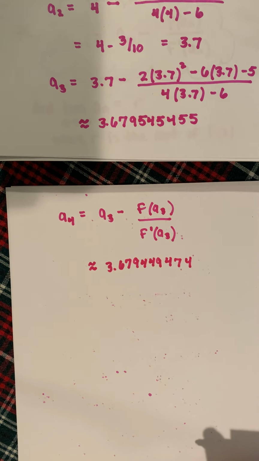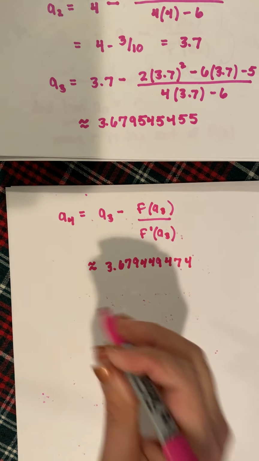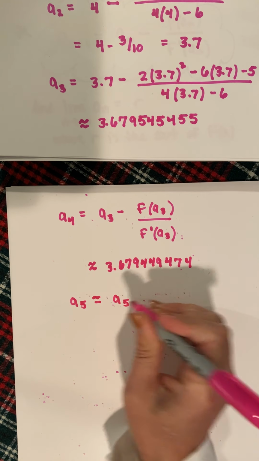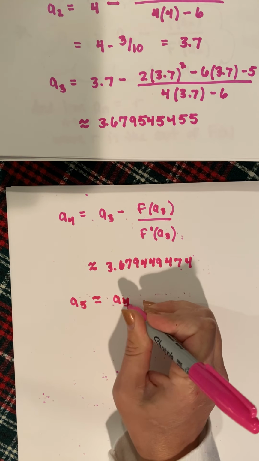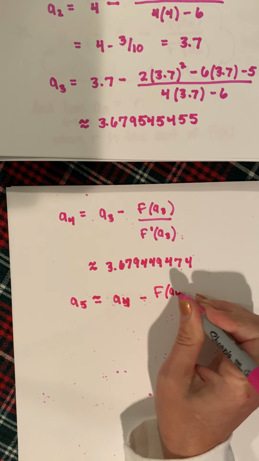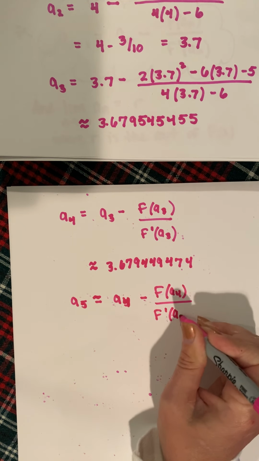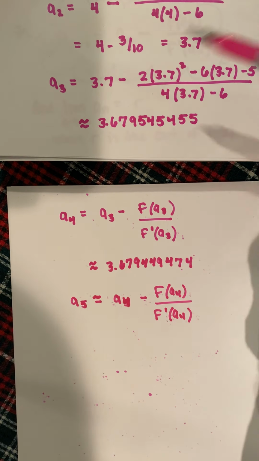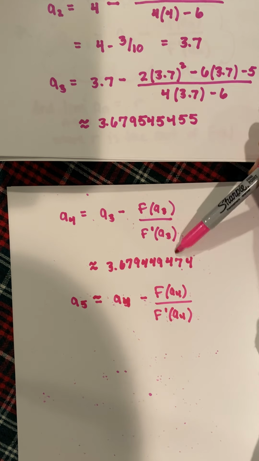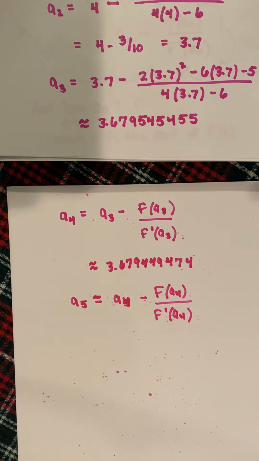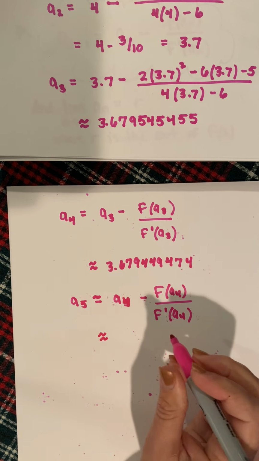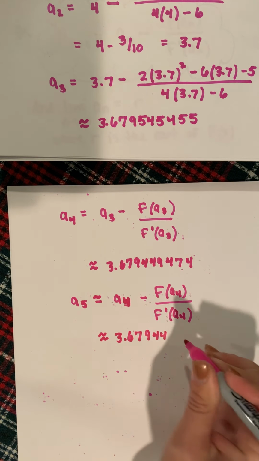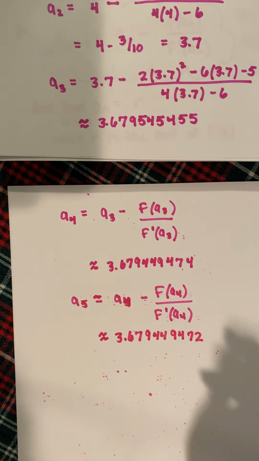3.679449474. And then I'm going to take this number and stick it into the template to find the fifth. A5 is going to be A4, that number, minus f of A4 all over f prime of A4. So I'm going to stick 3.679444974 into this right here, where I see the A4, this number minus 2 times that number minus, and I'd continue in this process. And if you continue, you get the fifth approximation to be 3.679449472. And you're probably saying, I am not doing that.